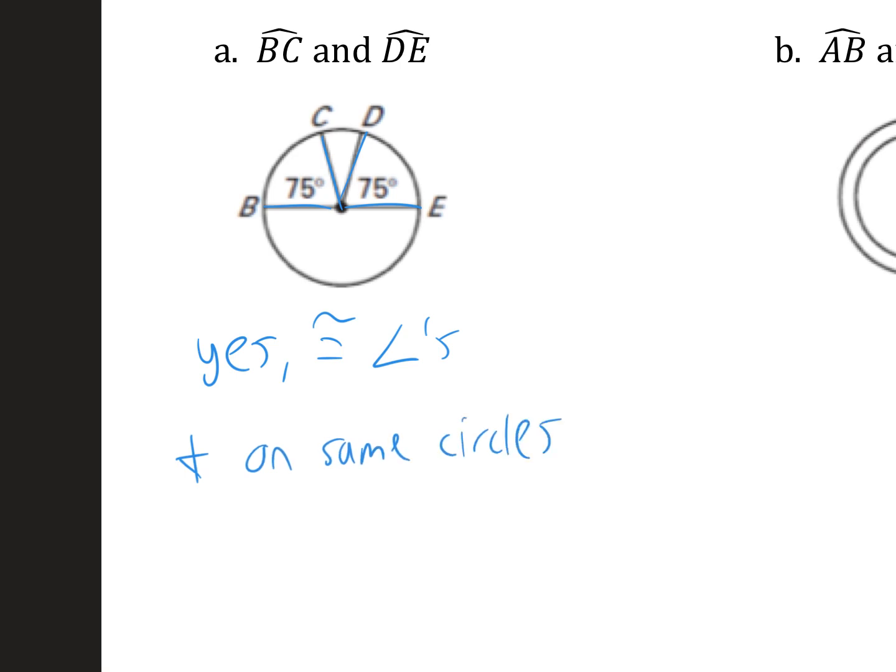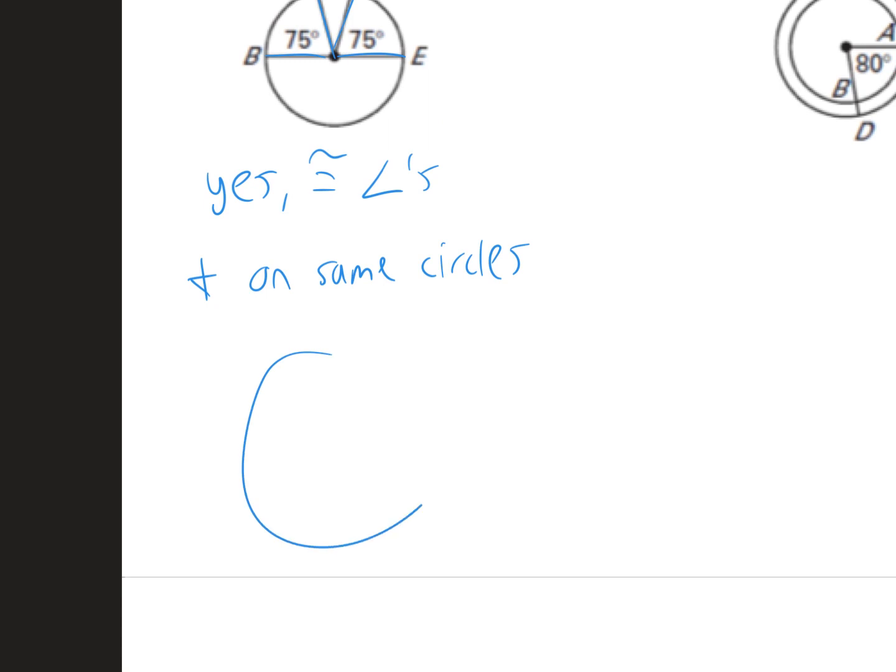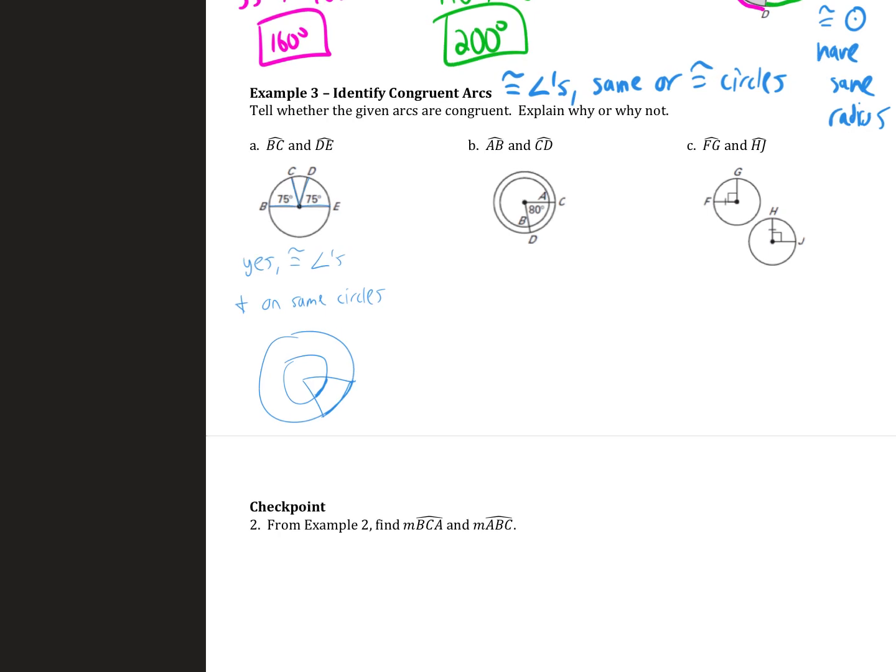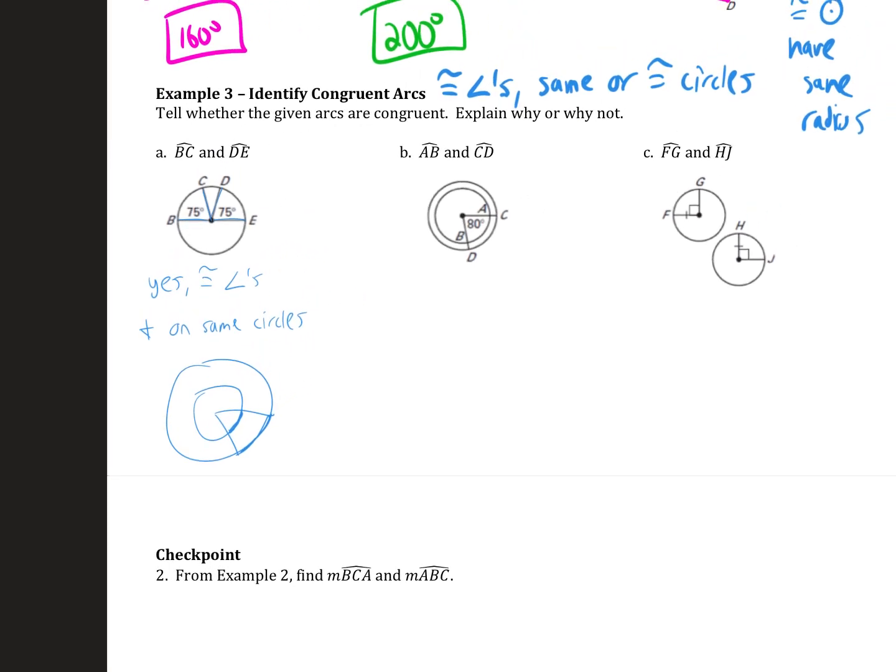If they were the same angle but on different circles, for example, if we had a big circle and a little circle like this, and we went like that, this arc is obviously smaller than this arc, right? So that's what we mean by same angle but different size circles. Now that we did one, why don't you try B and C if you haven't already?